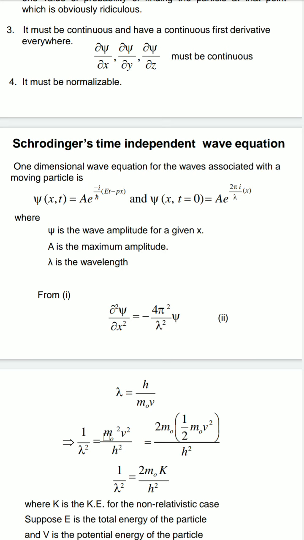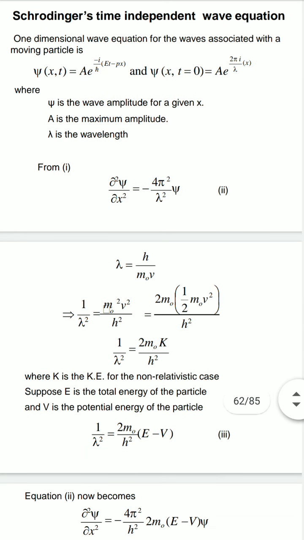If you take the first derivative, it will be dou psi by dou x, which is equal to A into e raised to 2 pi i x by lambda into 2 pi i by lambda. So if you do it 2 times, 2 pi i by lambda will come 2 times. So it will be minus 4 pi square by lambda square psi. So you don't take the value A there. A is just a constant, so we don't take it there.